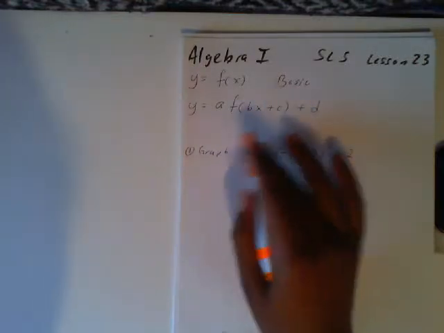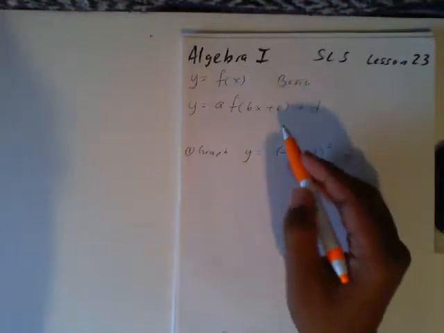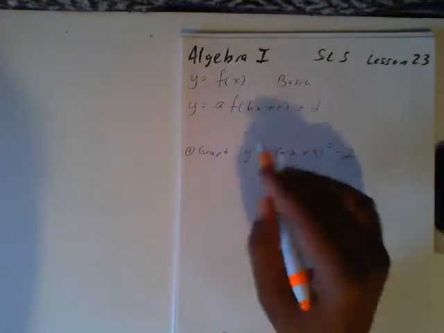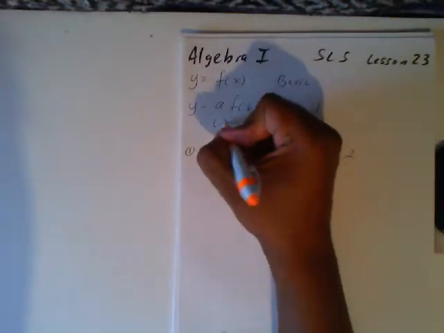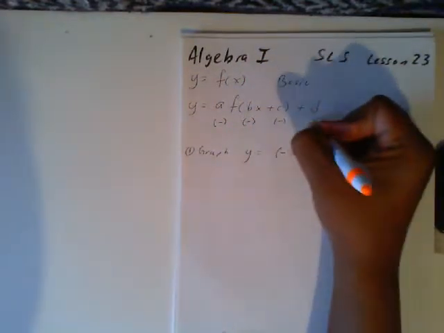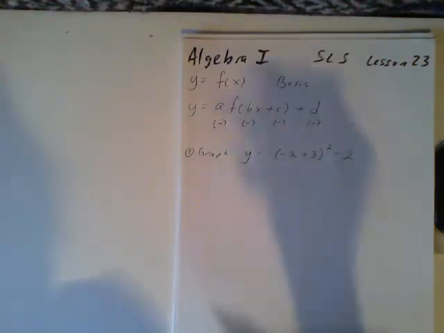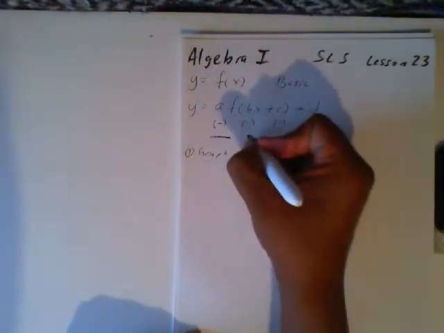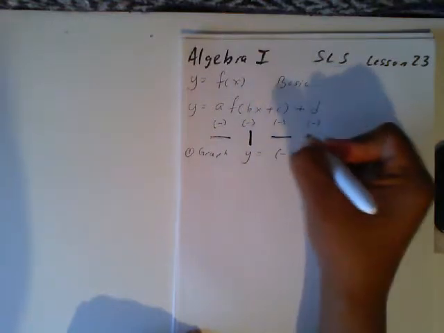Now, these four parameters will cause different things to happen. So let's represent what happens if they're negative. So if A is negative, if B is negative, if C is negative, and if D is negative. Okay, so let's use these lines here to represent what happens.